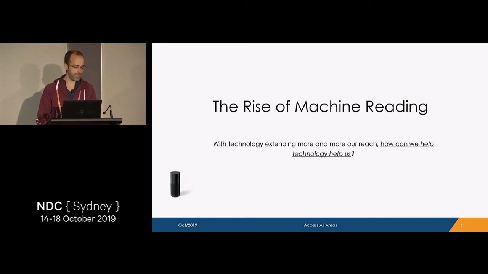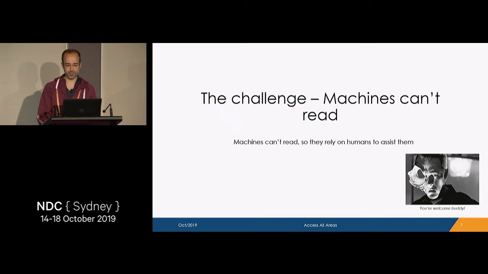On the slide, you can see Alexa. If you ask Alexa to read you a PDF document or a web page, it will go through it. But if you have images in there, it will struggle. It doesn't know what it is. And even if it knows what it is, it will probably struggle to interpret it the same way as a human would. So clearly the challenge is that machines cannot read, at least in the human sense of it. You're welcome, buddy. We should help them out so that they can help us.